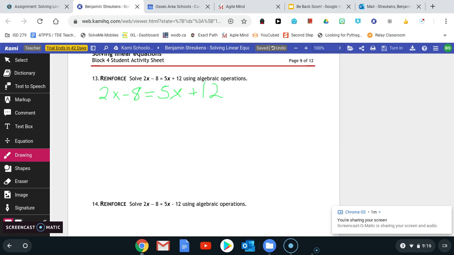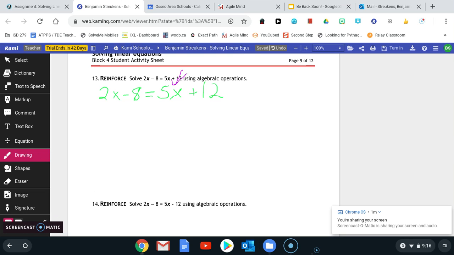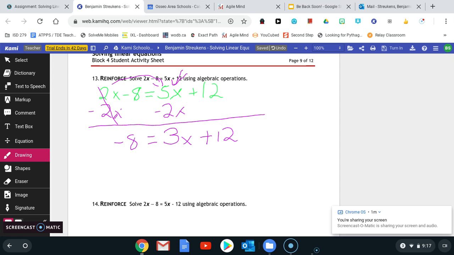So I see that on the right side, 5x is bigger than my 2x. So what I'm going to try to do is move the 2x over to the 5x. How we do that is we have to get rid of the 2x on the left side. So I'm going to subtract 2x. 2x minus 2x, I get 0, so it cancels out. 5x minus 2x gives me 3x. So we have 3x plus 12 now equals a negative 8.